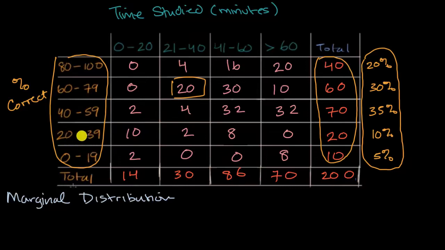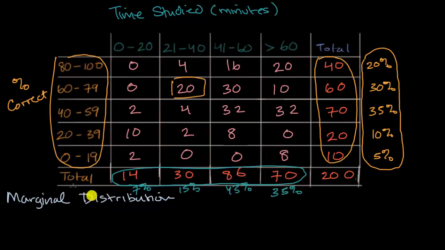Now, you could also think about marginal distributions the other way. You could think about the marginal distribution for the time studied in the class. And so then you would look at these counts right over here. You would say a total of 14 students studied between 0 and 20 minutes. You're not thinking about the percent correct anymore. A total of 30 studied between 21 and 40 minutes. And likewise, you could write these as percentages. This would be 7%, this would be 15%, this would be 43%, and this would be 35% right over there.